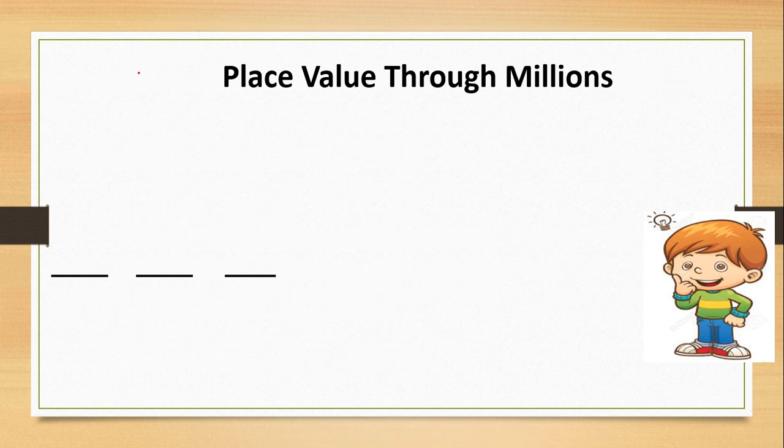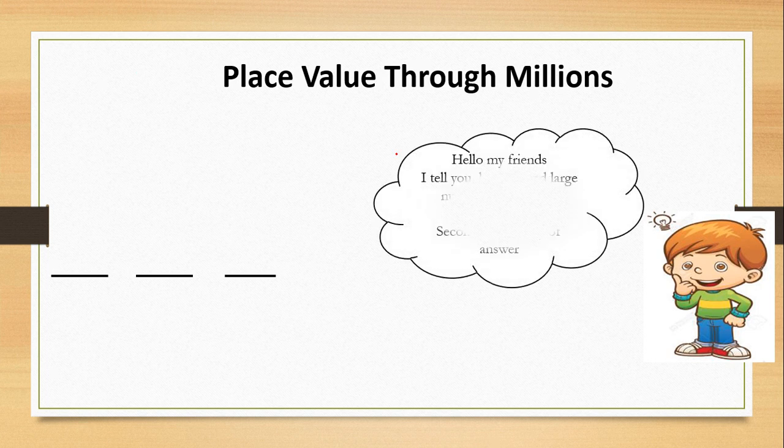Okay, let's see this boy. He will help us in our lesson today. Let's say hello to him. Hello. And he tells us, hello my friends. I will tell you how to read large numbers in an easy way. You need to do 2 steps. Can you tell us what the 2 steps are? He tells us that in the first step we will make groups, and in the second one we will use the key of answer. Okay? Let's see how.